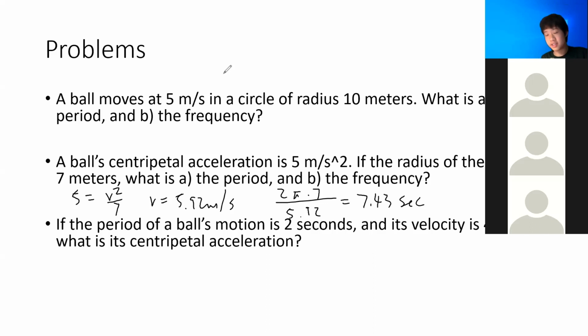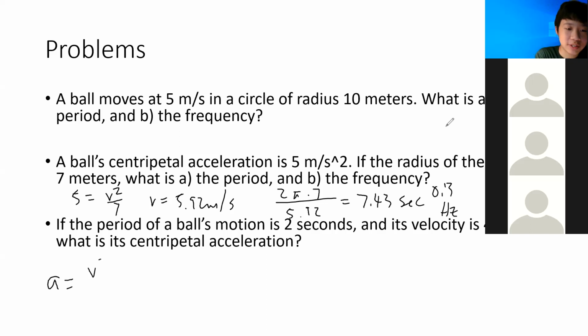And the frequency is just the reciprocal of that, 1 over 7.43. Doing that, we're going to get 0.13 hertz. Okay? Now for the last one, if a period of a ball's motion is 2 seconds, and its velocity is 4 meters a second, what is its centripetal acceleration?